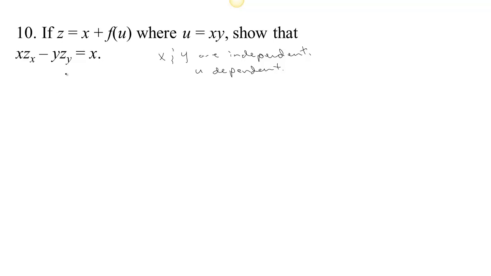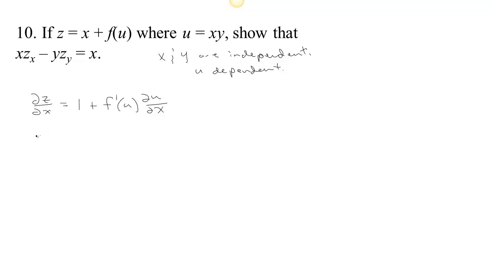So we need to calculate z sub x and z sub y, and then substitute them into this equation and see if it simplifies down to be x. That's our plan here. So let's calculate the derivative of z with respect to x. z with respect to x would be equal to the derivative of x with respect to x, which is 1, plus we have u inside a function, so we get the derivative of the outside evaluated at the inside times the derivative of u with respect to x.